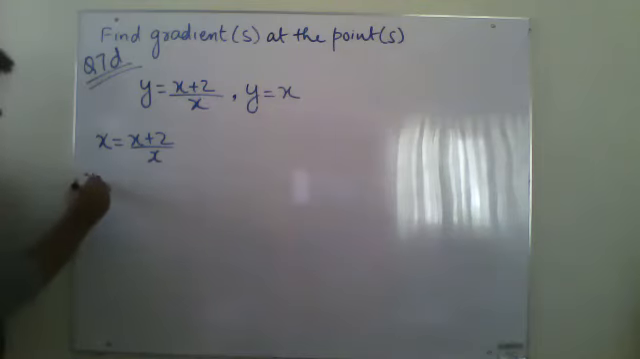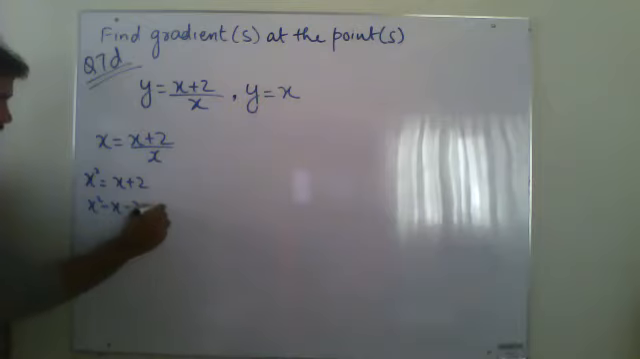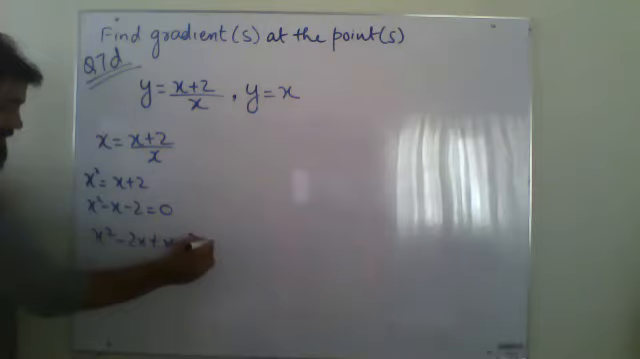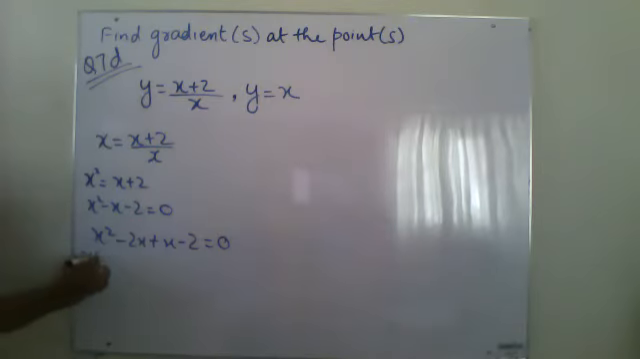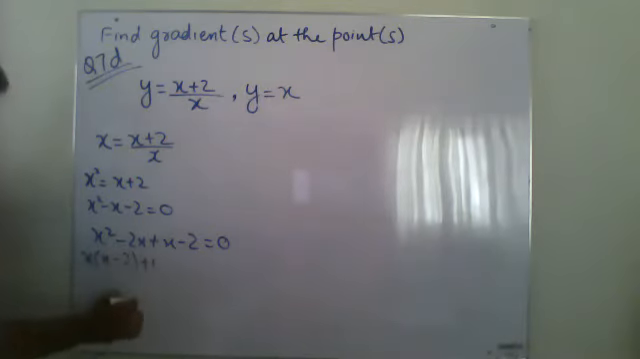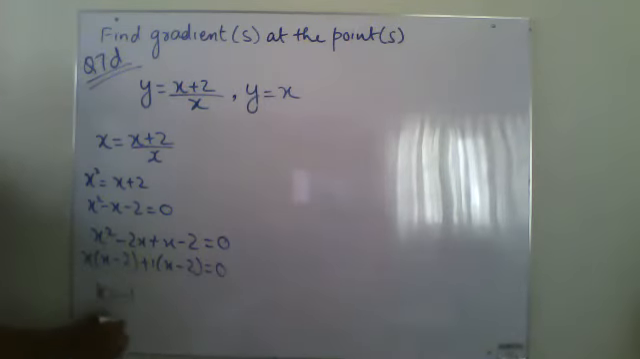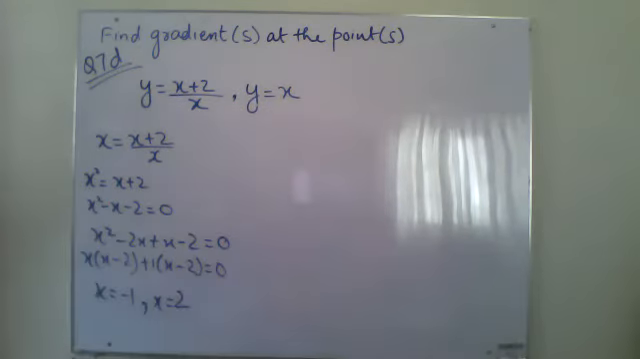Okay, simplifying it, x square equals to x plus 2, x square minus x minus 2 equals to 0, x square minus 2x plus x minus 2 equals to 0, x common x minus 2 plus 1 common x minus 2 equals to 0. So there are two values of x: x equals to minus 1 and x equals to 2. These are the two values of x on which I have to find my gradient.